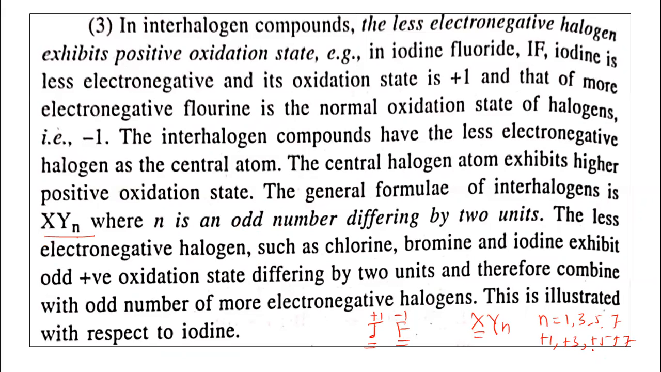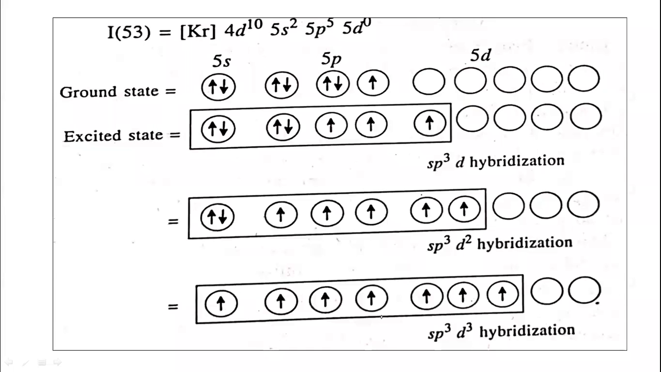So how is such a higher oxidation state possible? Particularly iodine is the element which shows such higher positive oxidation states. So let us see iodine. Iodine has atomic number 53, so it has the electronic configuration krypton 4d10 5s2 5p5 and 5d0. So there are 7 valence electrons in the valence shell of iodine. As we know, iodine is less electronegative, and the atomic size of iodine is also larger. So in the ground state, iodine shows the electronic configuration 5s2 5p5, so there is only one unpaired electron.